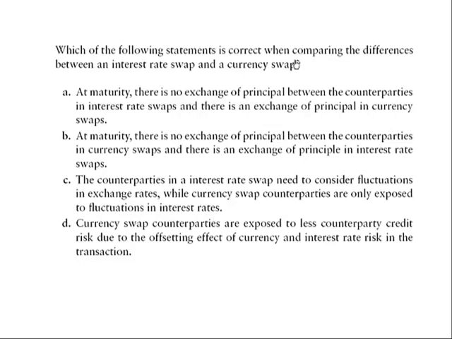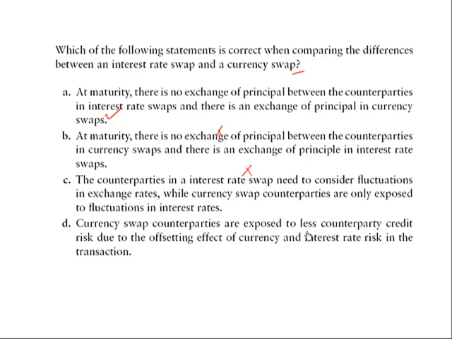Which of the following statements is correct when comparing the differences between an interest rate swap and a currency swap? At maturity, there is no exchange of principal between the counterparties in interest rate swaps, and there is an exchange of principal in currency swaps. This is a correct statement. At maturity, there is no exchange of principal in currency swaps. That is wrong. Counterparties in an interest rate swap need to consider fluctuation in exchange rate. That's wrong. In currency swaps, we need to consider fluctuations in exchange rates.